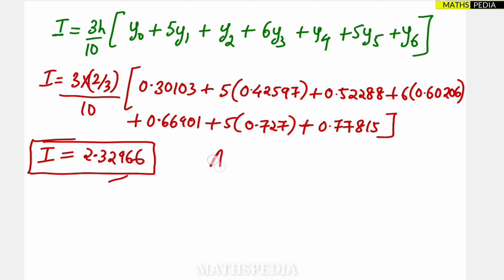Now the actual I value is 2.32966. This is the actual I value. So you can see that you're getting exactly the same value as this. So the error will be slightly less, very little error will be there.